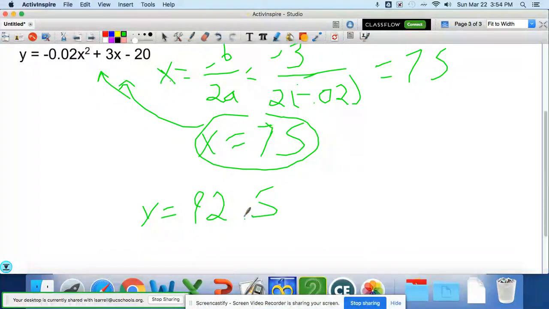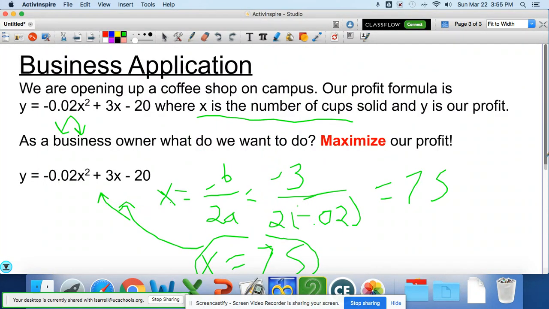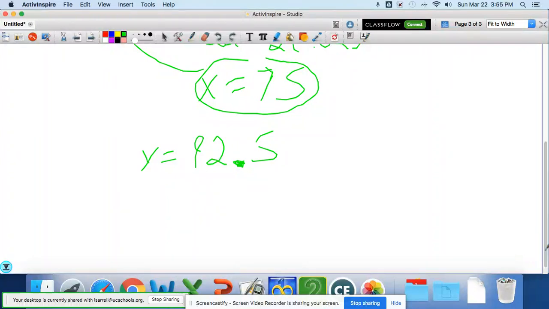But if the owner of the business comes to you and says, hey, I need you to work this out for me. I need you to find what our maximum profit is. And you go to him and say, all right, maximum profit's 92.5. That's not really how we use that in terms of the business world. We would say our maximum profit is $92.50. That's how you would say it in the business world.